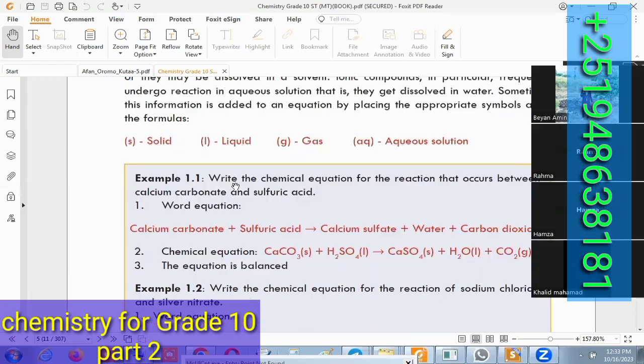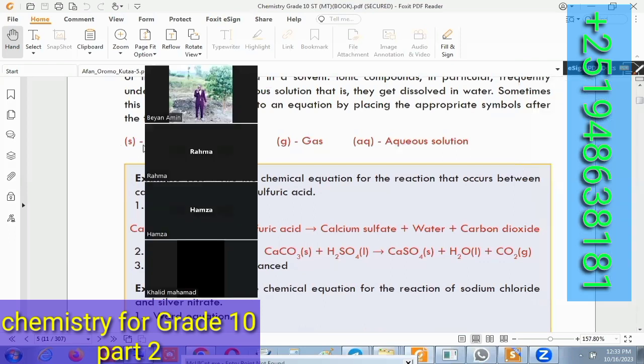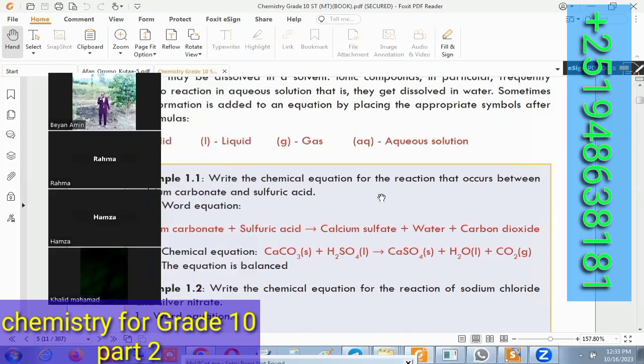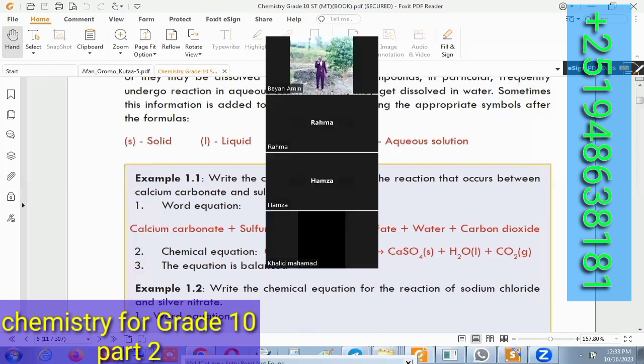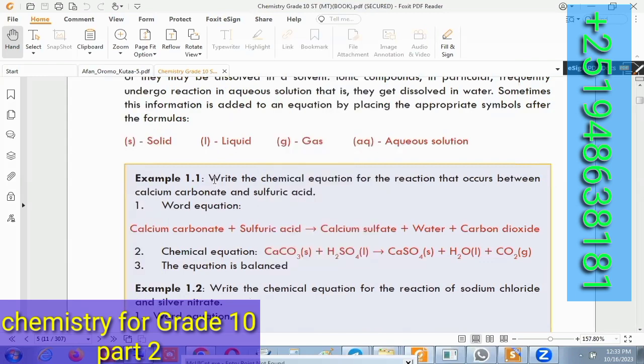For example, write the chemical equation for the reaction that occurs between calcium carbonate and sulfuric acid.